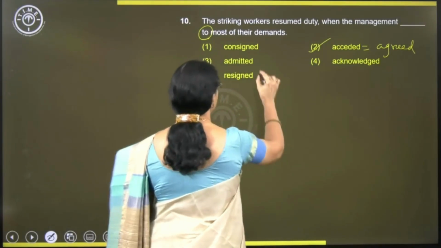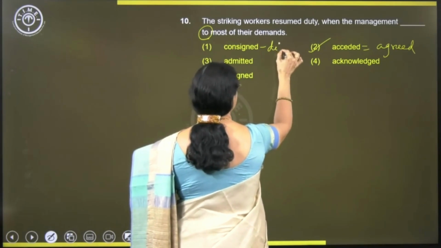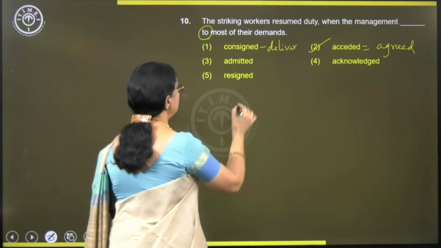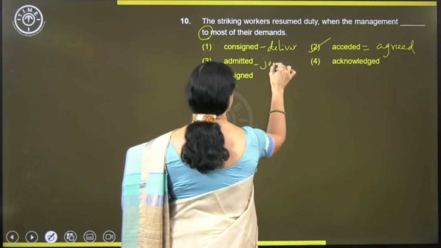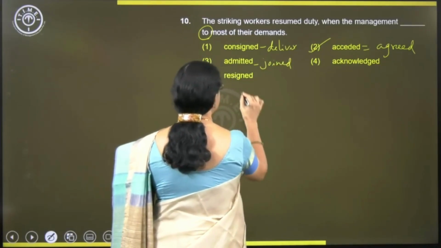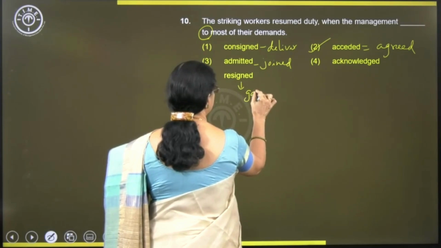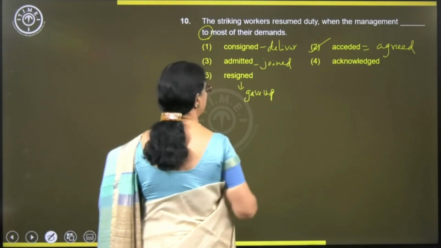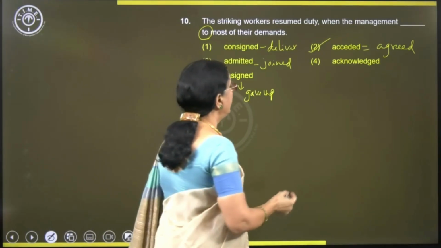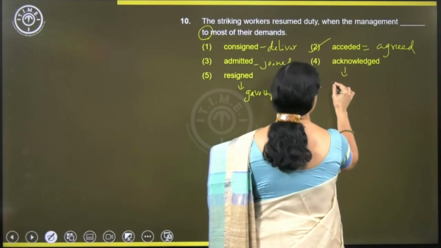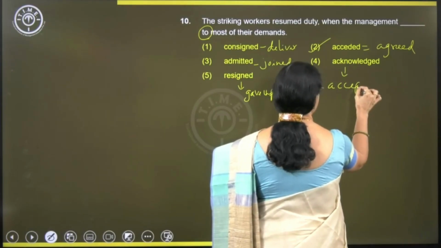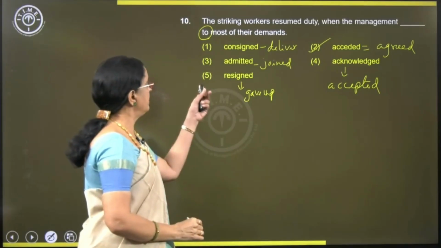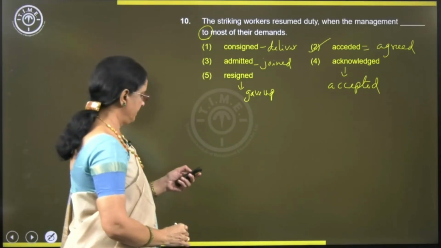Consigned is what? Consign is deliver. Deliver as in consignment. Admitted is joined. Resigned is what? Gave up. Resignation, gave up the job. Alright, resigned, give up something. Acknowledged is what? Accepted. Acknowledged is accepted. Right, all these do not make sense. Right, you have to know the meanings but.